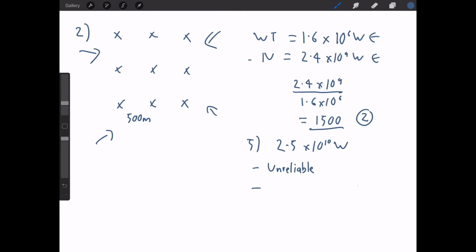Second reason, if you look at this number, this one over here, this compared to this number is quite small. It's 1,000 times smaller, so you would need a large number of wind turbines, an unreasonably large number. 2 marks, and that is question 2. Nice and easy.